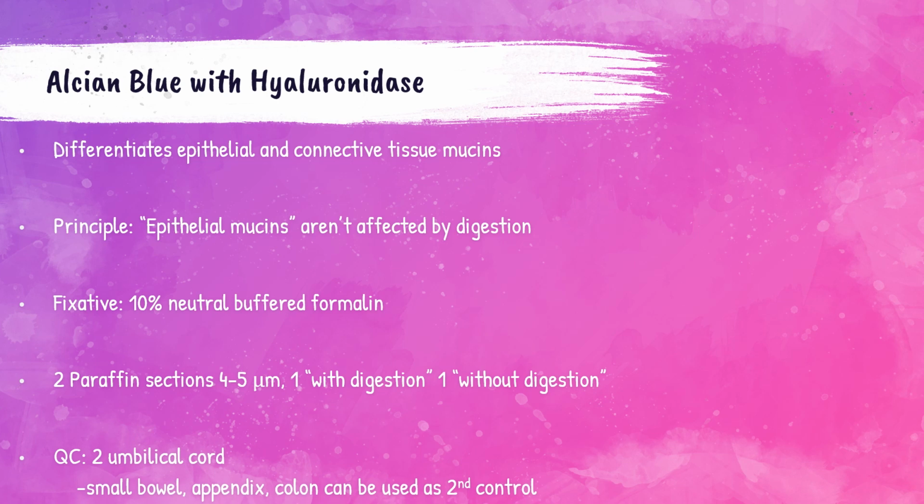For this stain, 2 paraffin sections cut at 4 to 5 microns in thickness should be used. One should be labeled, in quotes, "with digestion," and the other should be labeled, in quotes, "without digestion." For quality control for this stain, 2 slides with umbilical cord tissue should be used, and of course one that is digested and one without digestion. Small bowel tissue, colon, or appendix can be used as a second control if indicated to demonstrate epithelial mucins.